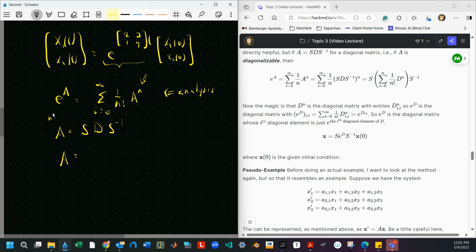Let me do it in general first, and I'll drop down for a simple case. So if this is n by n, all of these are n by n. Both of these are invertible, since this inverse is there. This is n by n, and it's diagonal. So D is equal to, I'm going to write this suggestively, lambda 1 through lambda n.